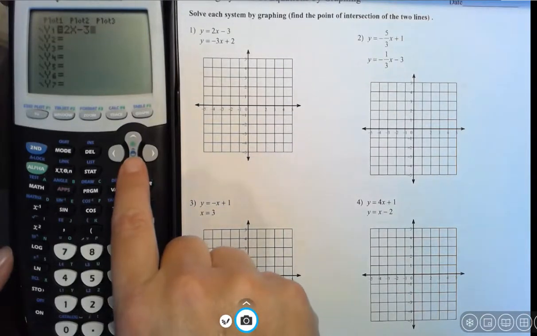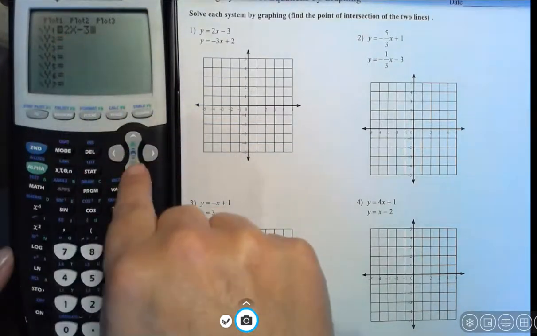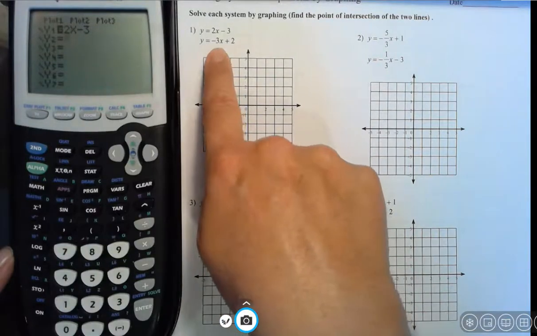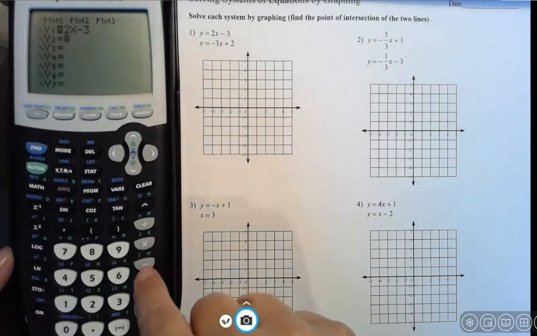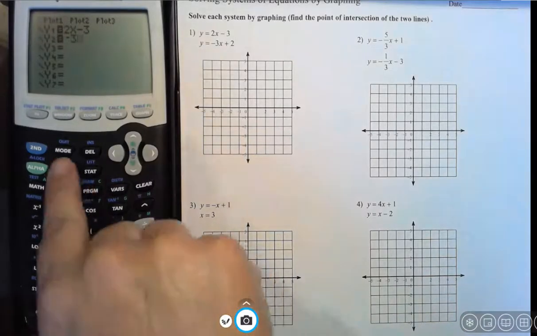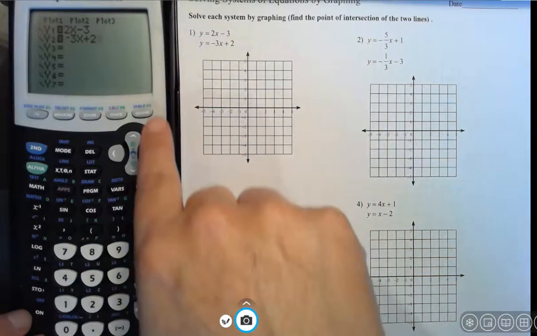Now to get down to the next line, so this is the first equation, and to get down to the second equation right here. Now notice we have a -3 at first. You do not want to use the subtraction sign for a -3. You want to use this to say, hey, this is a negative number. So go ahead and click on -3x, and then plus 2. Okay, good.